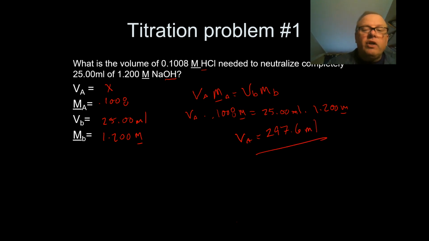It's a very, very large volume, but if you take a look at the difference here, this is 0.1 and this is 1.2. So there's a huge difference, a 12-fold difference in the concentration of the two. So we would expect a large volume of the acid. The answer makes sense. Let's take a look at a second problem here.